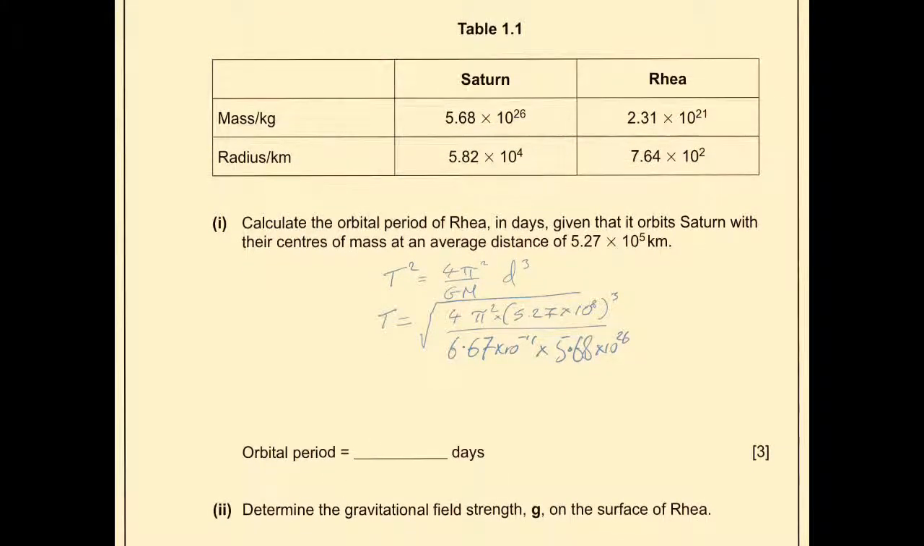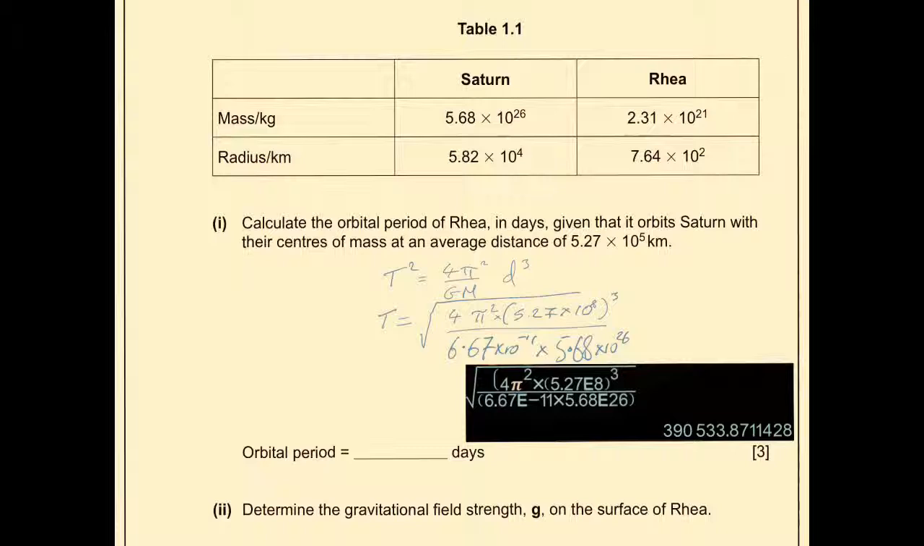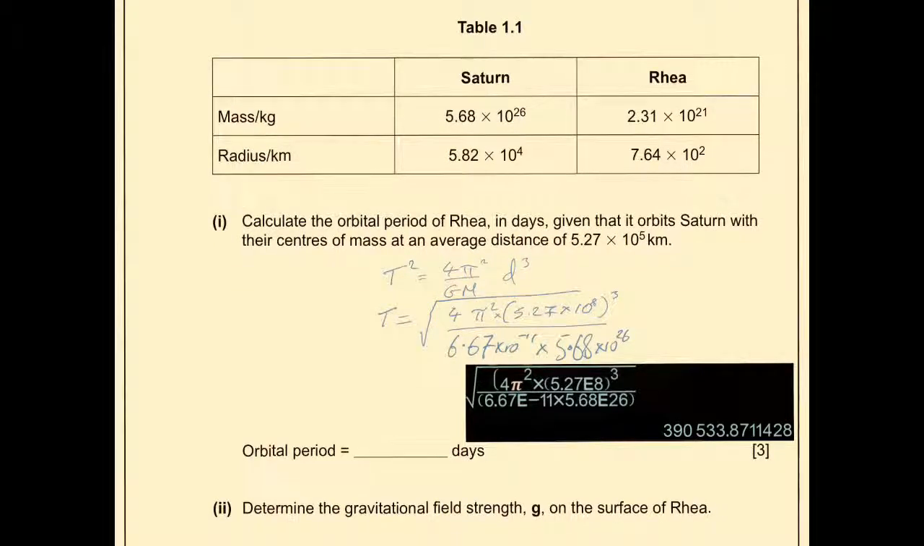If we feed that into your calculator, we get a value of 390,533, and that's going to be in seconds because these are all SI units. So we're going to need to divide that by the number of seconds in a day in order to get it converted into days, so 60 times 60 times 24. If we divide by that, we will get the value in days, which turns out to be 4.52.